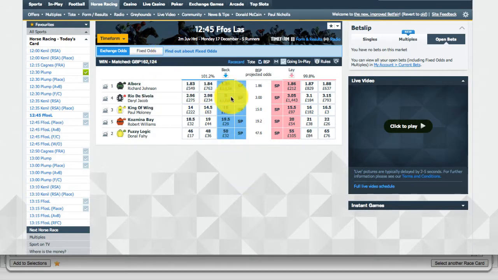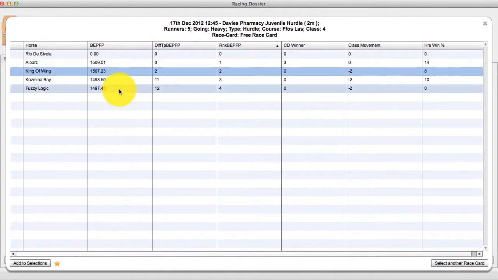Okay, so Alborz is, again, we have another odds-on favourite here, but looking at our ratings, that's not particularly surprising. Then Rio de Sevilla and King of Win. Now, King of Wing seems to be quite high odds compared to Rio de Sevilla. Now let's have a quick look.